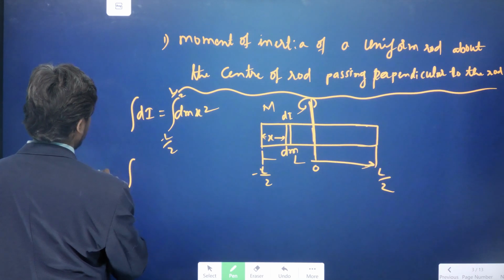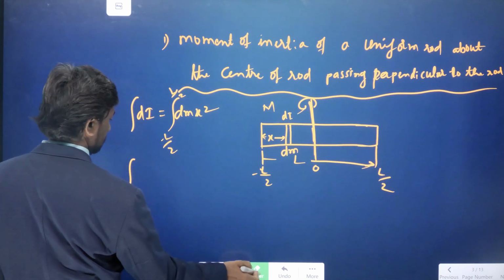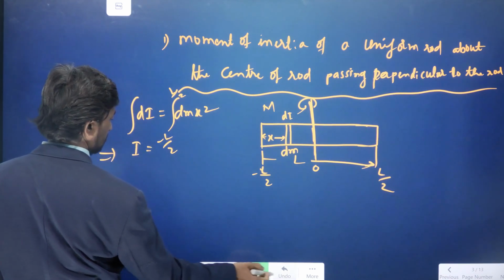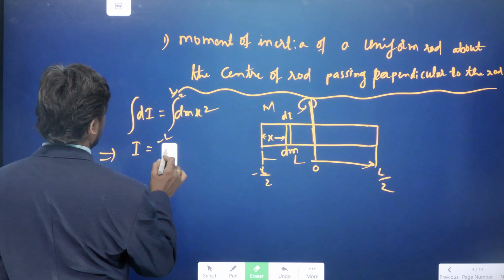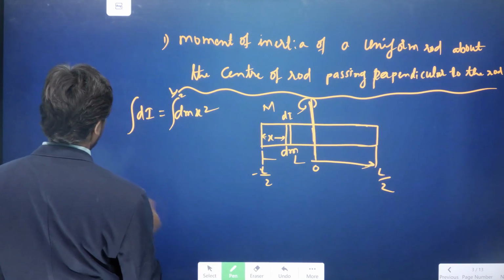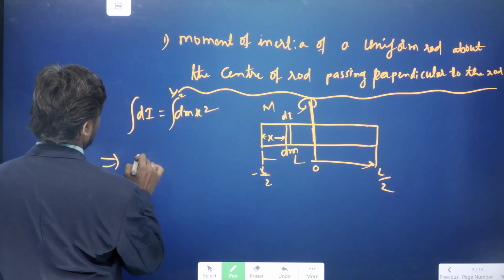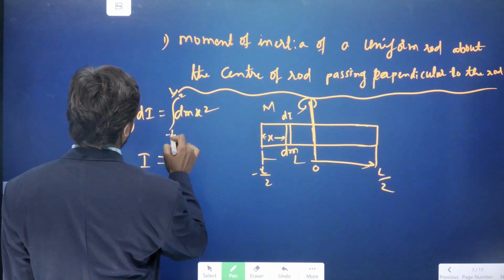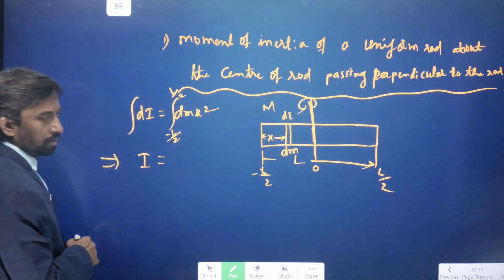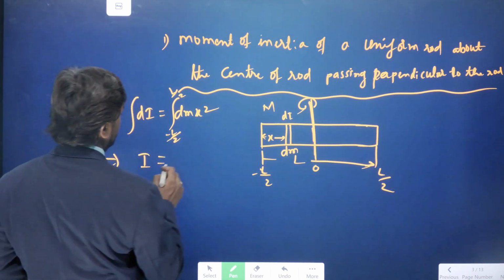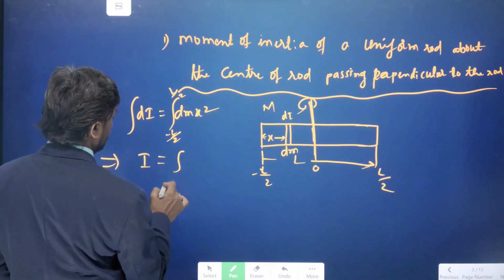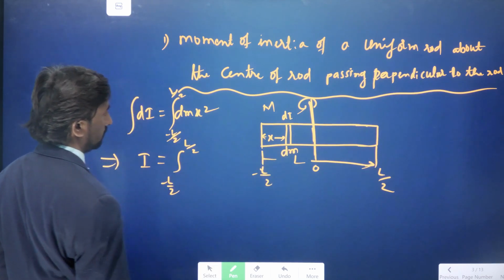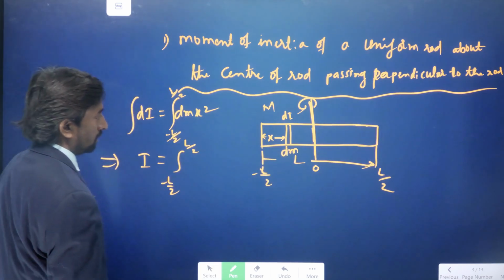Now here the integral of dI is nothing but I, we can write that using the formula. Now here the limits are minus L by 2 to L by 2 for dm. So here we'll get the integral from minus L by 2 to L by 2, and we should substitute the dm value there. What is the dm value we can write?